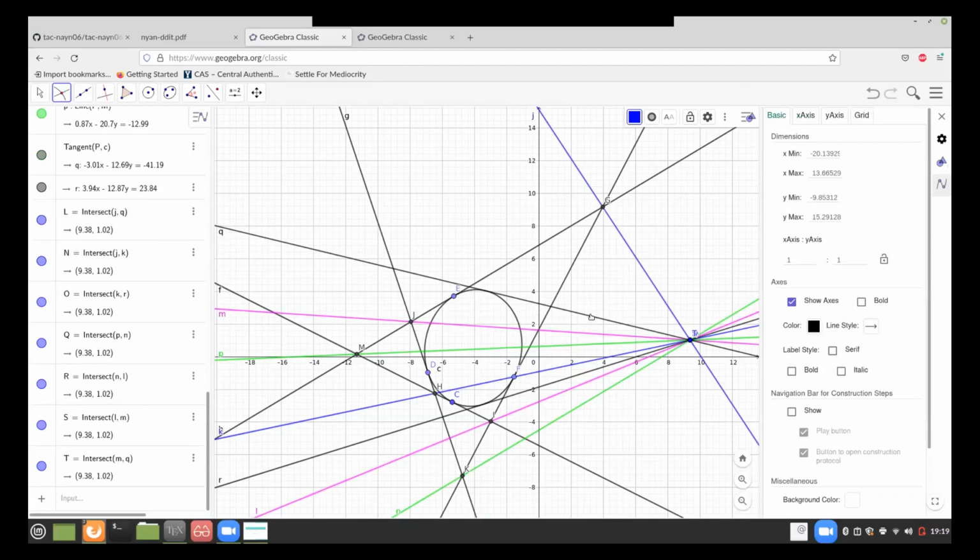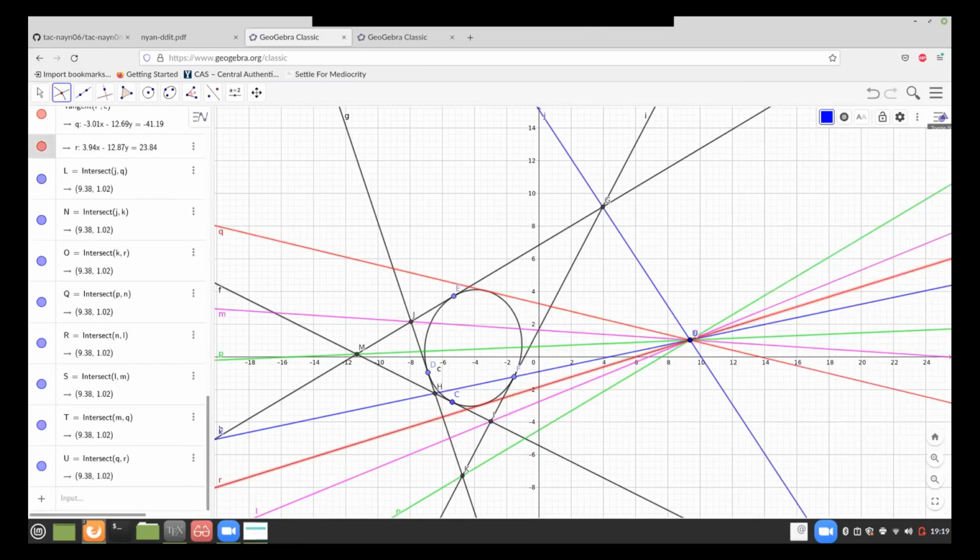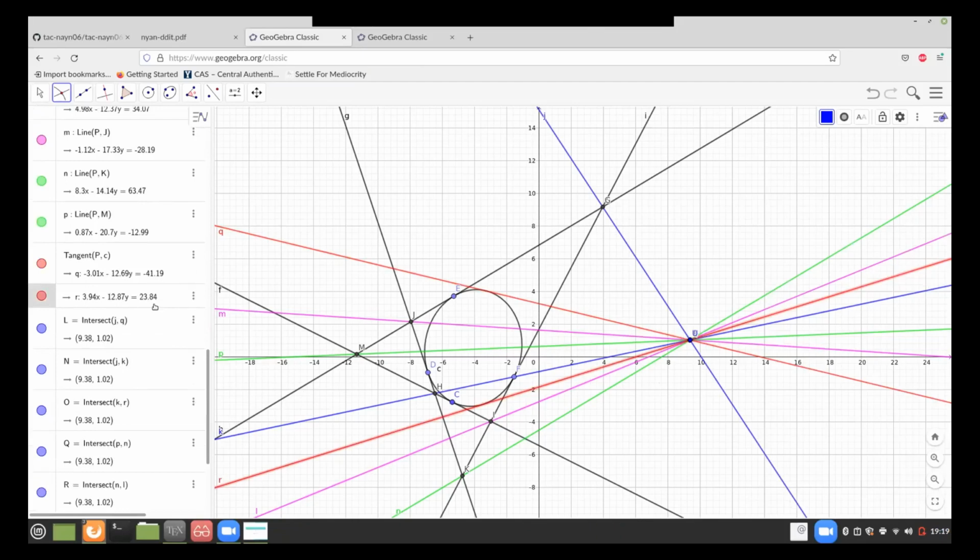So here's the picture, color coded now. What DDIT says is that there's an involution at the point P here, which is labeled multiple times for reasons unexplained. Oh, I clicked it.